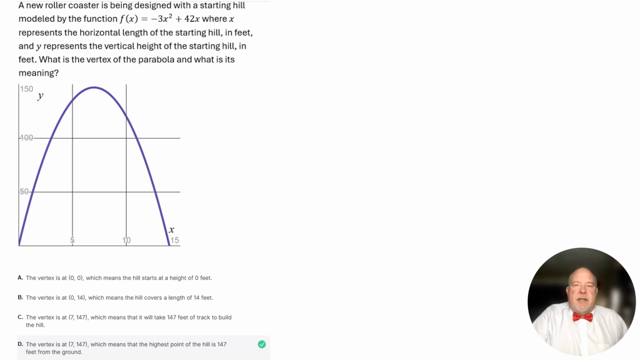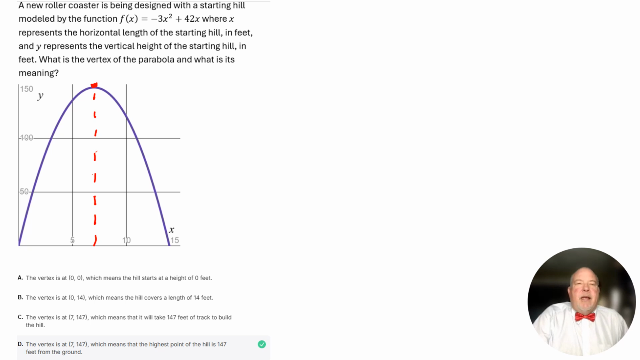So they're asking us about the vertex. The vertex is this point right here, and they're wanting us to find the coordinates of the vertex. Let me just point this out. You don't really need to know this for this question, but there's an imaginary line here that splits the parabola in half and makes it symmetrical. So the left side and the right side are symmetrical. This is called the axis of symmetry.